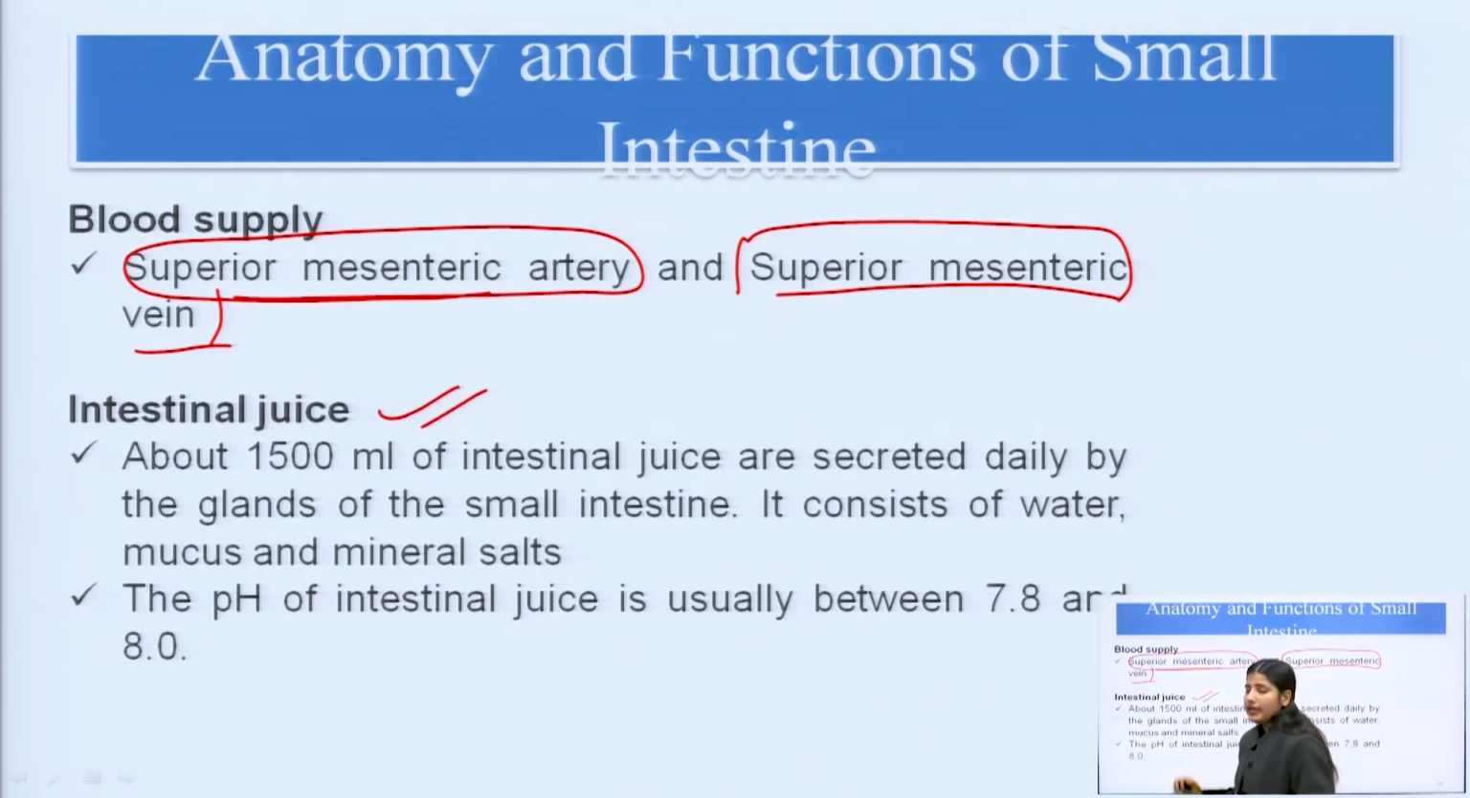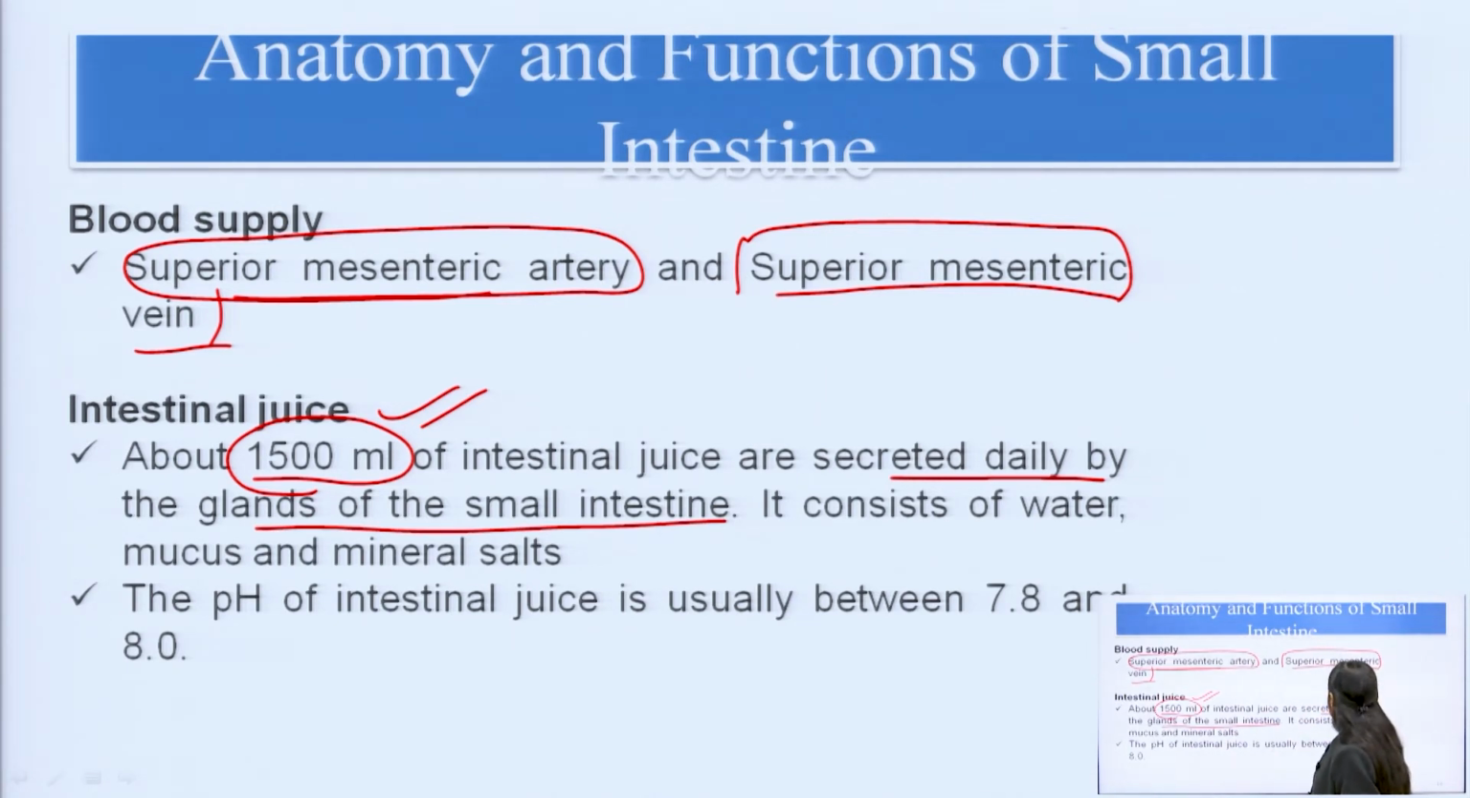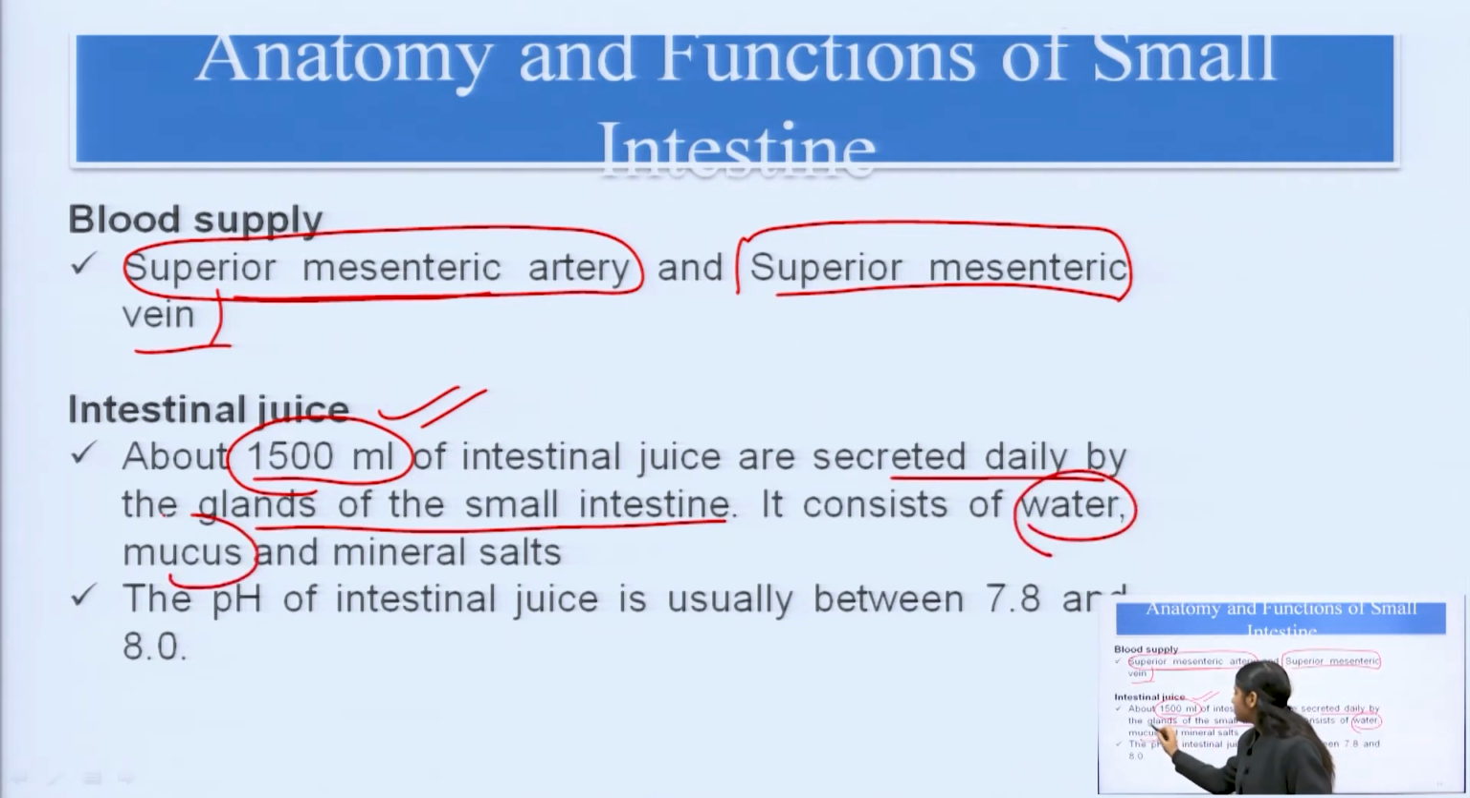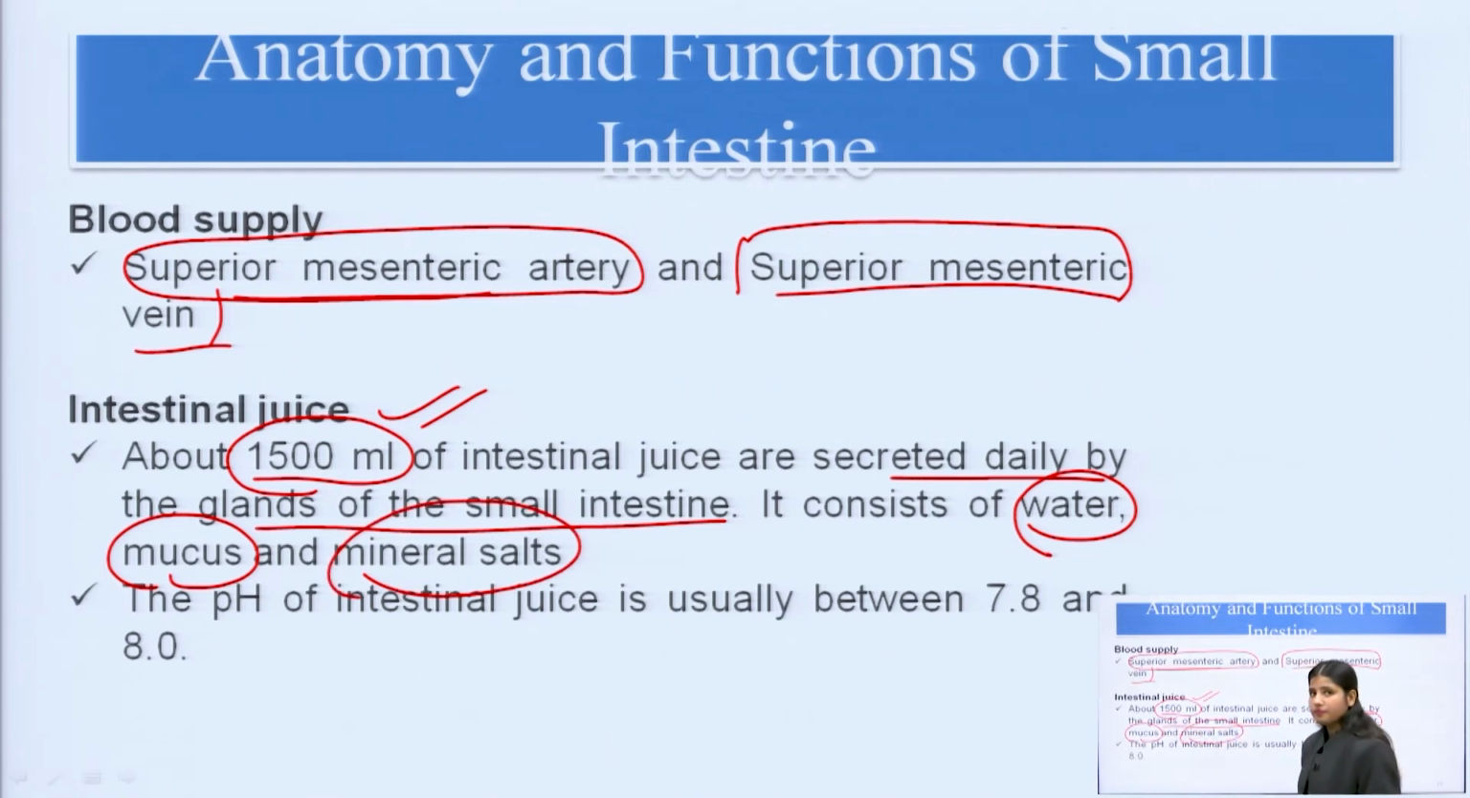I will talk about the intestinal juice, which is produced by the intestinal glands present in the small intestine area. What does it consist of? It is nearly 1500 ml daily, secreted by the glands of the small intestine. It consists of water, mucus and mineral salts. The pH of the intestinal juice is nearly 7.8 to 8.